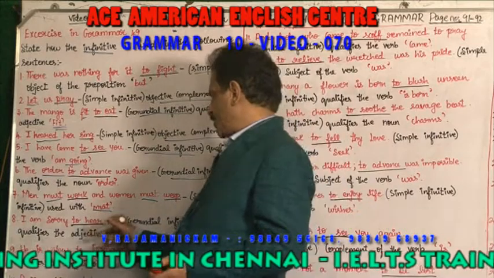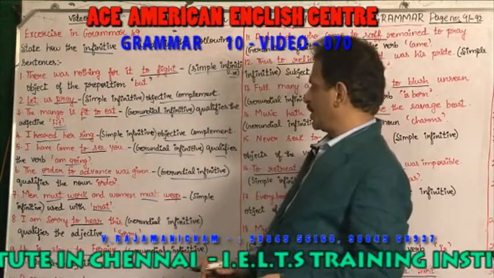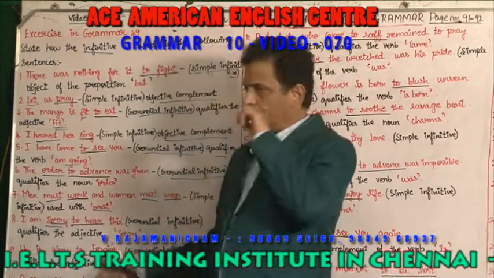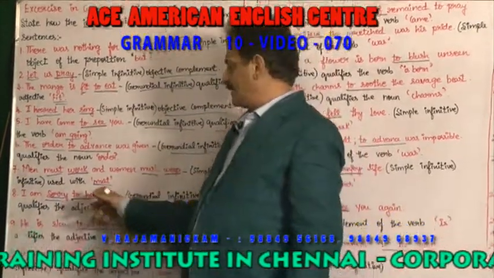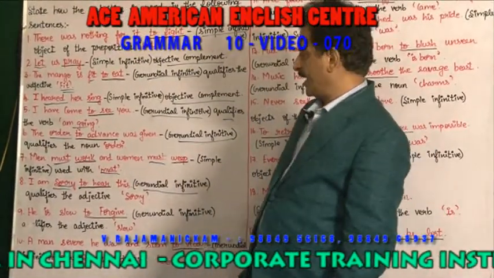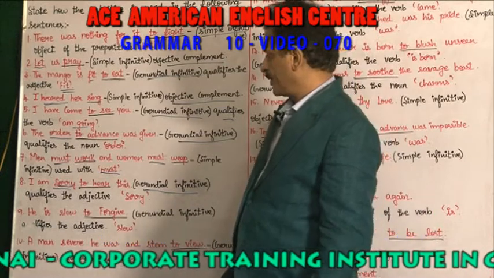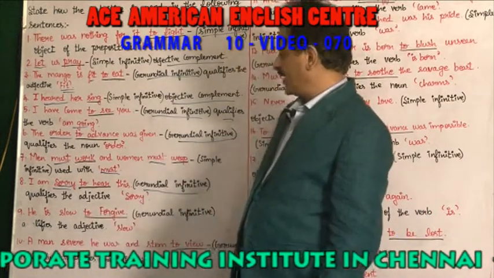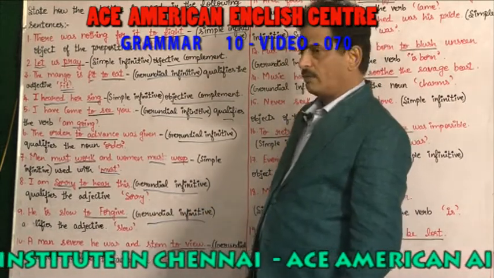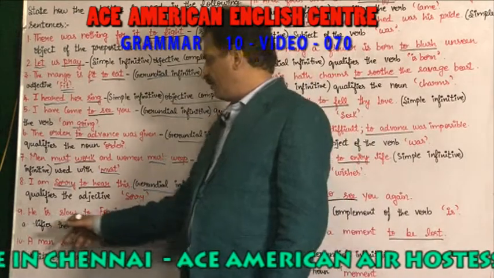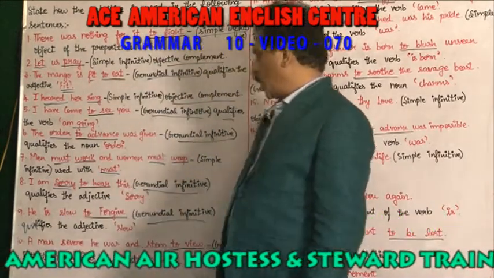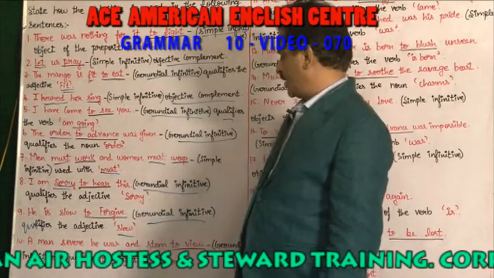"I'm sorry to hear this." So sorry is an adjective. Here this "to hear" qualifies the adjective sorry. So it is a gerundial infinitive. I am sorry to hear. "He is slow to forgive." So it also becomes a gerundial infinitive. He is slow, for what? To forgive qualifies the adjective slow. So it is a gerundial infinitive.